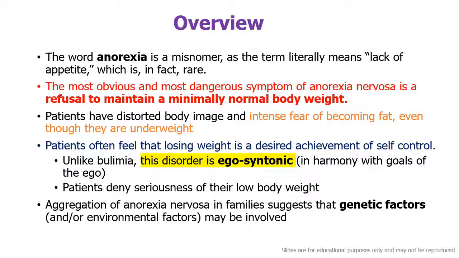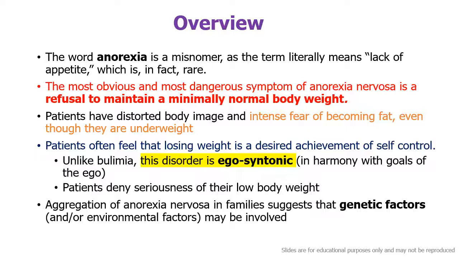Okay, so we talked about bariophobia. Now the first major eating disorder we're going to be discussing is anorexia nervosa. The term anorexia actually means a lack of appetite. However, this is not normally the case. Patients typically have a large appetite because they're constantly in a starving state. The most common and most obvious symptom associated with anorexia nervosa is a refusal to maintain a normal body weight. So these individuals are significantly underweight.